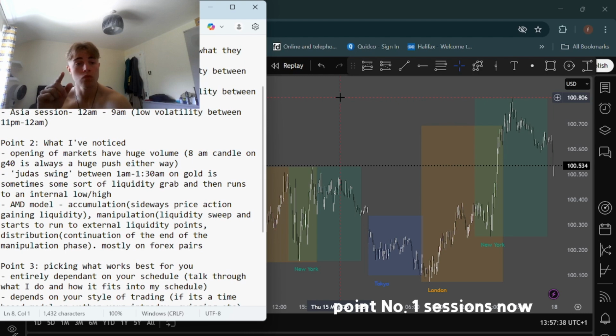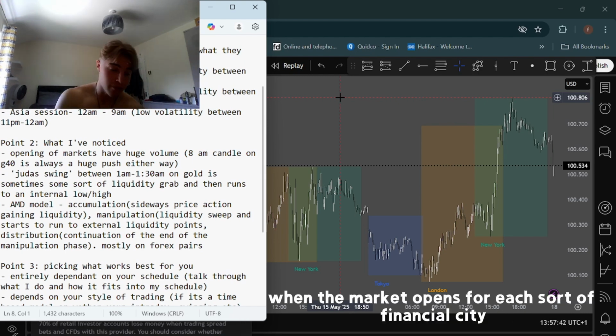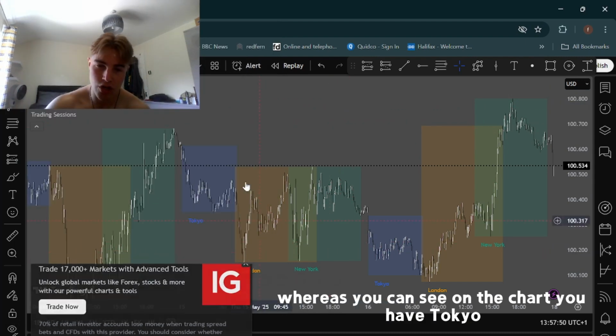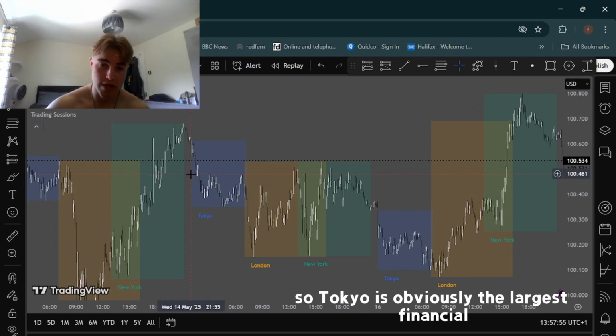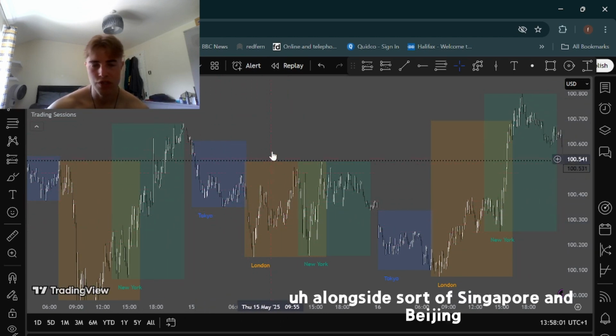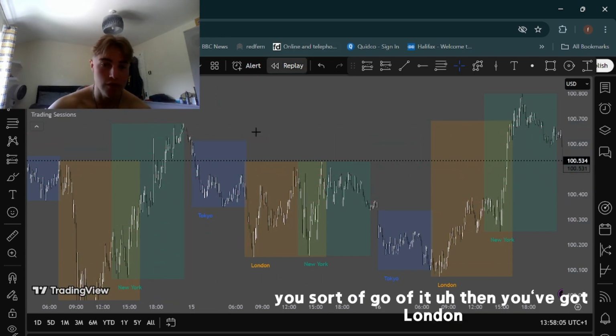Point number one: sessions. A session is basically when the market opens for each financial city. So you have London, New York, and Asia, where, as you can see on the chart, you have Tokyo, London, New York. Tokyo is obviously the largest financial system, alongside Singapore and Beijing, but Tokyo is the main one you go off of.